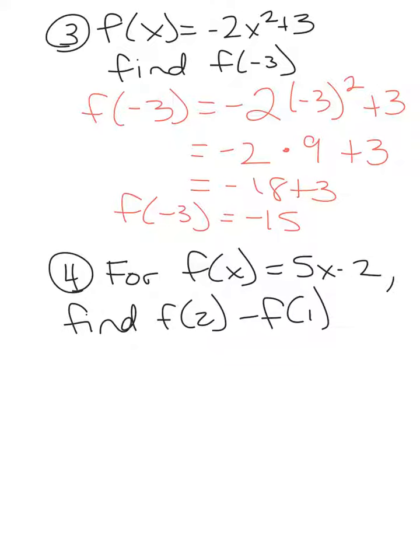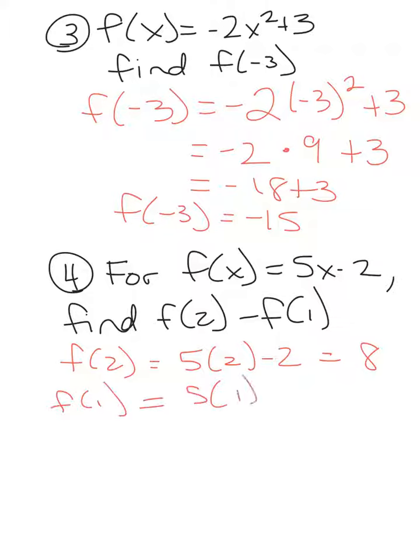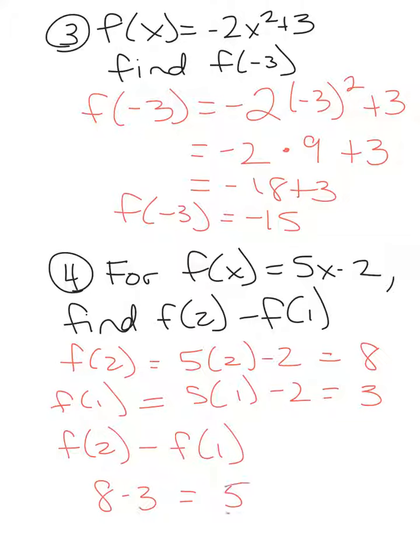And looking at example number 4, it says for f of x is equal to 5x minus 2, find f of 2 minus f of 1. So first I have to find f of 2, which is 5 times 2 minus 2, which gives me 8. Then I'm going to find f of positive 1, and I get 5 times 1 minus 2, which gives me 3. And if I'm asked to find f of 2 minus f of 1, my values are 8 minus 3, so that final value is 5.